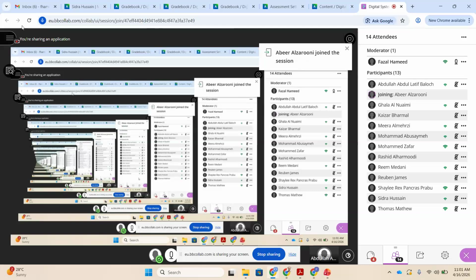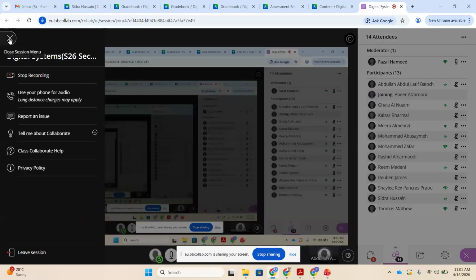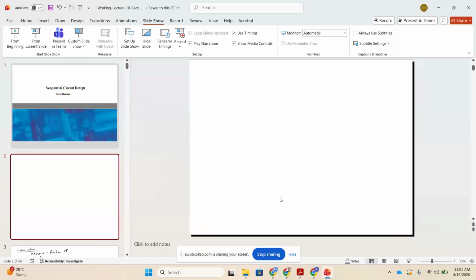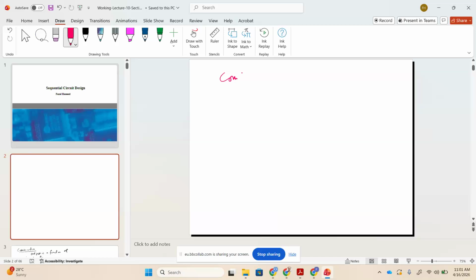Any student may answer. If you answer quickly, bonus mark. So what is the difference between the combination and sequential circuit? What's a combination circuit? Can anyone tell me what is a combination circuit? Anyone may answer.